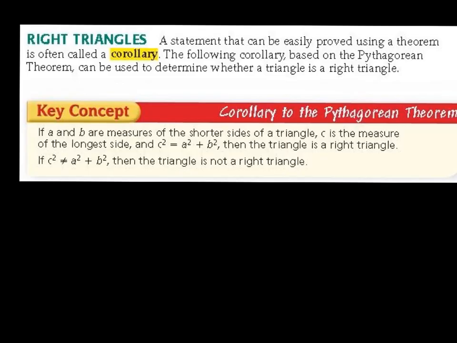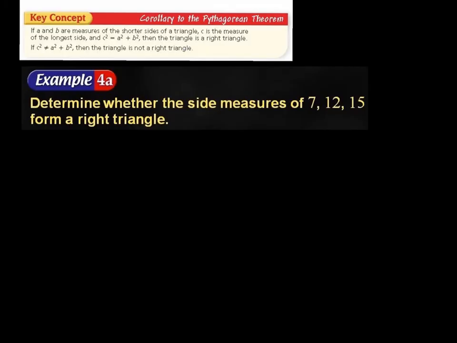Little preview into geometry here. A statement that can be easily proved using a theorem is often called a corollary. The following corollary based on the Pythagorean theorem can be used to determine whether a triangle is a right triangle. If a and b are the measures of the shorter sides of a triangle and c is the measure of the longest side and c squared equals a squared plus b squared, then the triangle is a right triangle. If c squared does not equal a squared plus b squared, then it is not a right triangle.